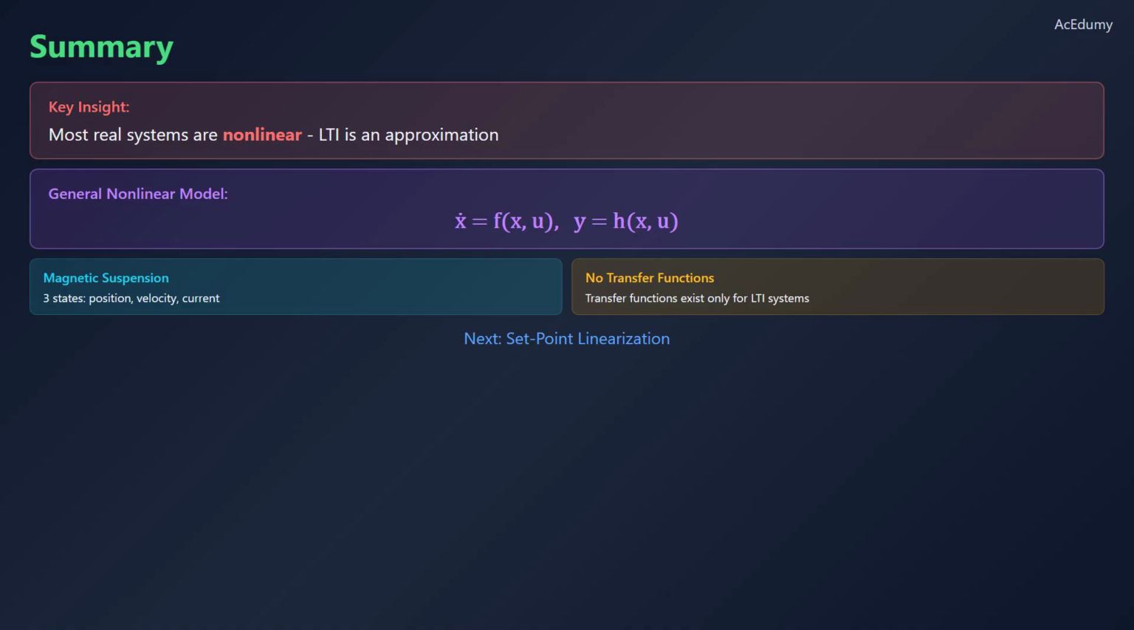To summarize, most real systems are nonlinear. The general nonlinear state space model is x dot equals f of x comma u and y equals h of x comma u. We modeled a magnetic suspension system with 3 states: position, velocity, and current. The nonlinear terms arise from the magnetic force equation, where force depends on I squared over x squared. Unlike LTI systems, nonlinear systems cannot be described by transfer functions. In the next lesson, we will learn set-point linearization, a technique to approximate nonlinear systems as LTI models near an operating point.